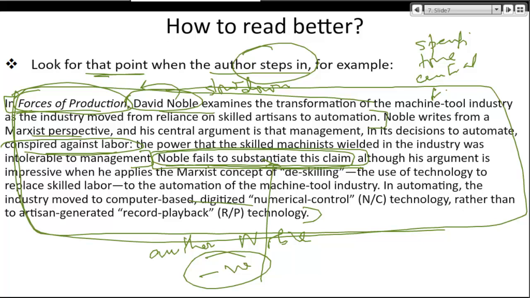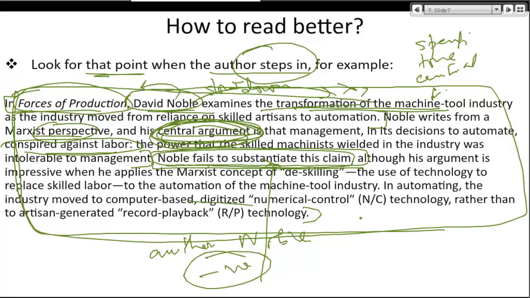A book by David Noble speaks about something. And so what is more important here? You know what is more important here? David Noble writes a book and he's writing from a Marxist perspective. The central argument is more important. This is more important rather than whether David Noble is examining X or Y. That is not important, but David Noble's central argument is more important. That is what a good reader does.